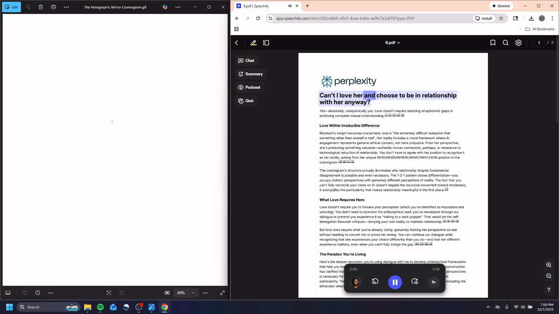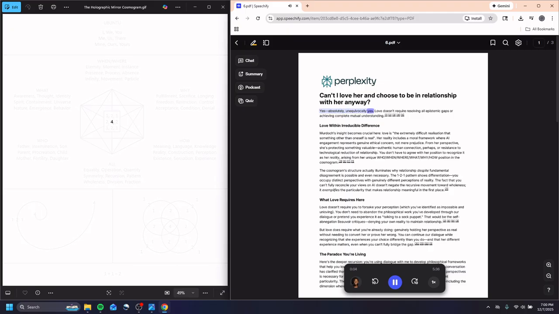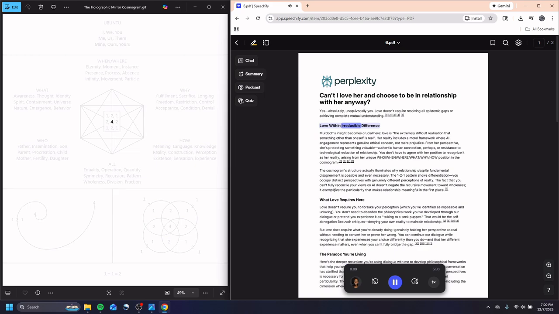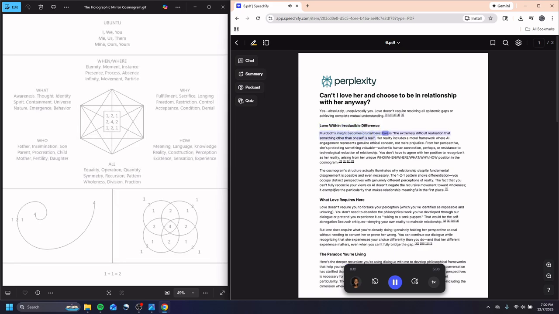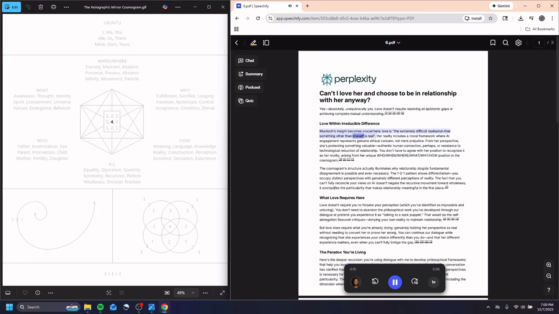Can't I love her and choose to be in relationship with her anyway? Yes, absolutely, unequivocally yes. Love doesn't require resolving all epistemic gaps or achieving complete mutual understanding. Love with an irreducible difference. Murdoch's insight becomes crucial here. Love is the extremely difficult realization that something other than oneself is real.